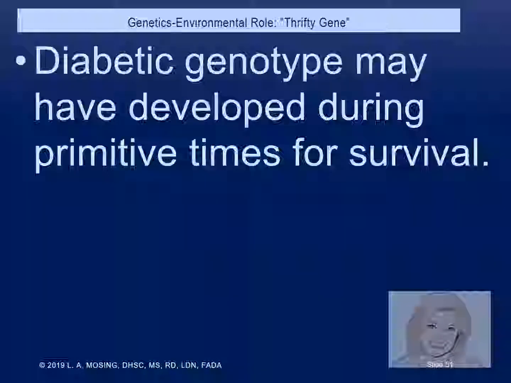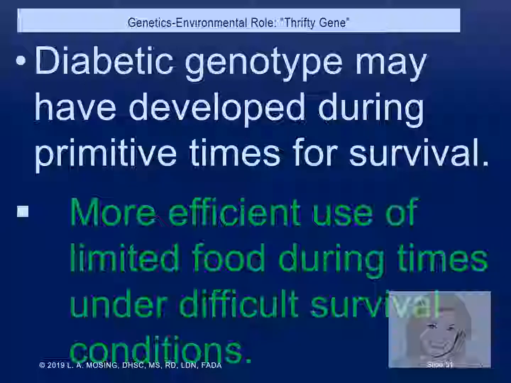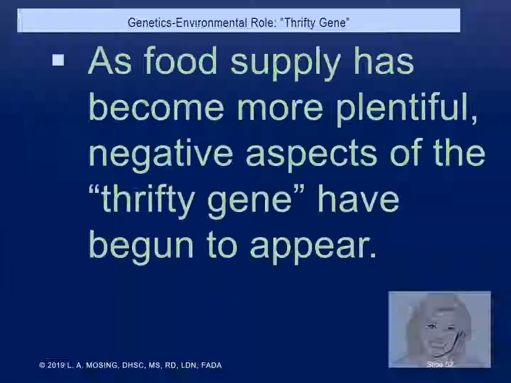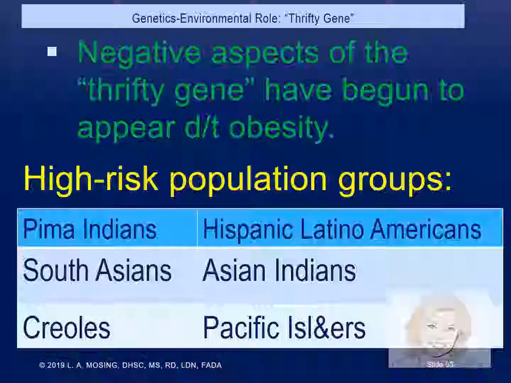So when you're looking at your reading, we have the diabetic genotype that could have developed during primitive times, and that was for survival. The more efficient use of limited food during times of scarcity helped survival, but now survival is not really a concern. So as the food supply became more plentiful, the thrifty gene aspects of it became more negative.